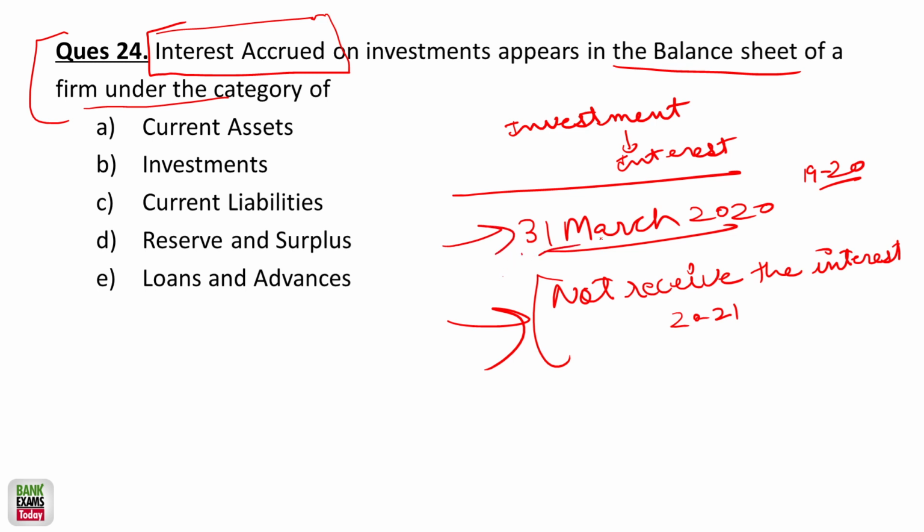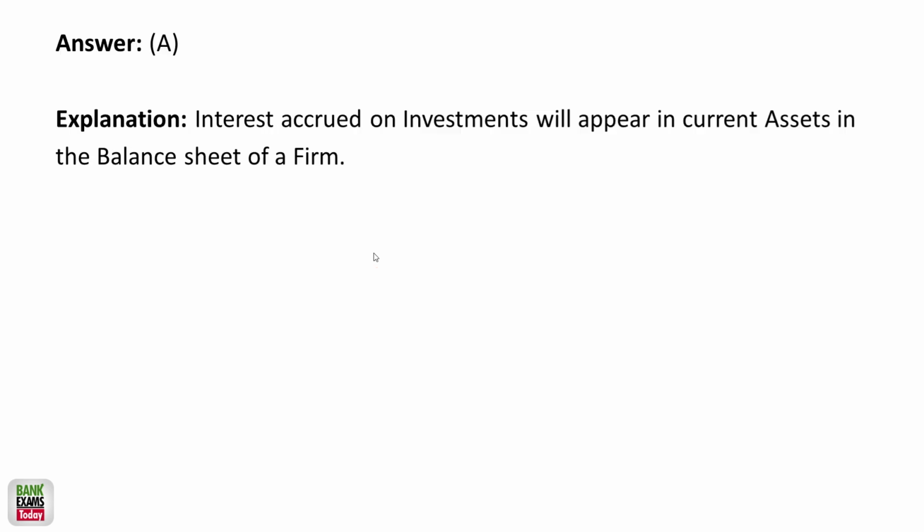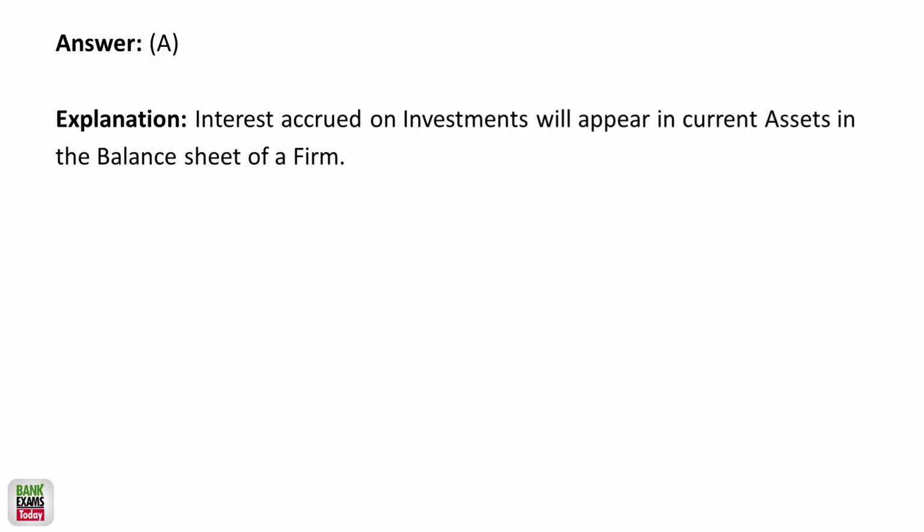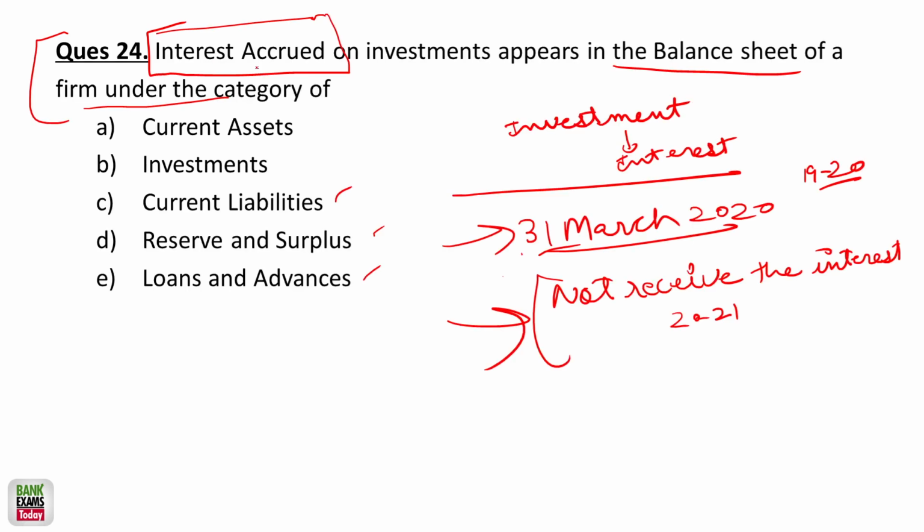So it is an asset. What kind of asset is this? Current asset, investment, current liability, reserve and surplus. As you have already made this income, it is a current asset. Interest accrued is a current asset. Very important: it is not an investment, because it is your right to receive that money. It is your right to receive that interest. So it is a current asset.